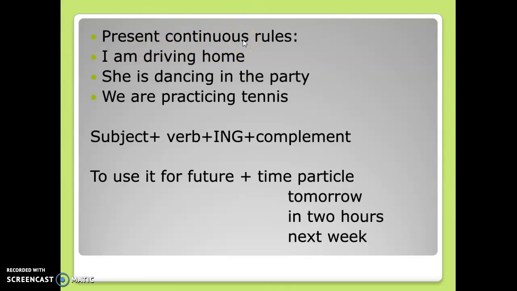Pero este tiempo también se puede utilizar para hablar del futuro. Para eso vamos a agregarle una partícula de tiempo. Mañana, en 2 horas, la próxima semana. Al agregar esto, nuestra oración se convierte en una oración que habla del futuro.